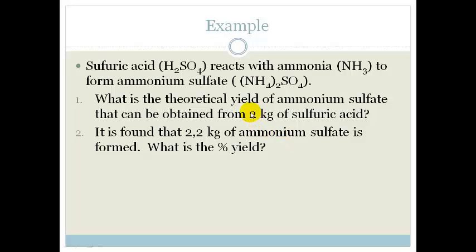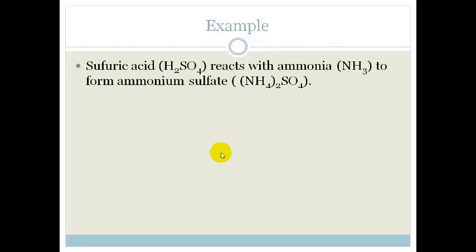So in the first question, they want to know what do we expect to make? The second question, they say, but we didn't get what we expect. Maybe we made 2.2. What is our percentage yield? So let's look at that.